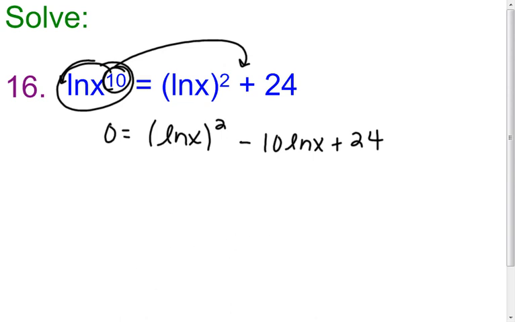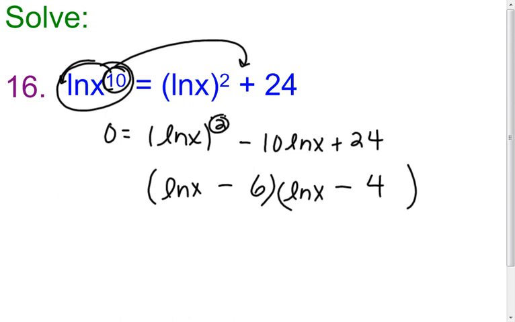And by the way, you can't bring this 2 down in front because it's the whole quantity that's squared, not just the x that's squared. So you can't make that move right there. Okay? So I will factor this as ln of x times ln of x, because ln of x times ln of x makes ln of x squared. And then I can get 24 by doing 6 and 4, minus and minus right there. Okay, and then of course you'll go ln of x equals 6. ln of x equals 4.